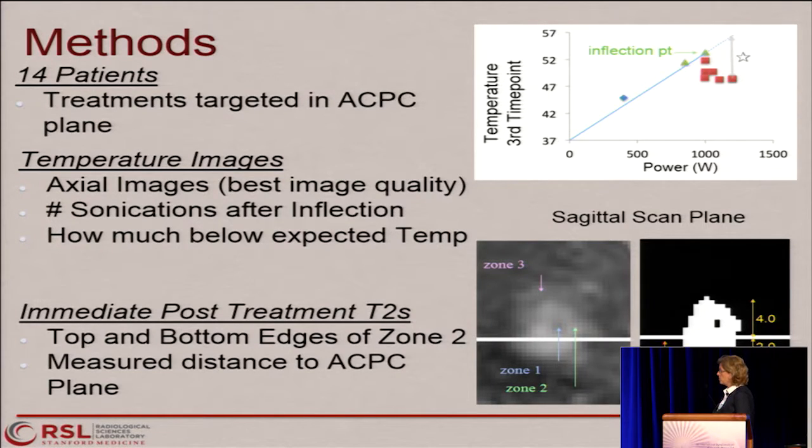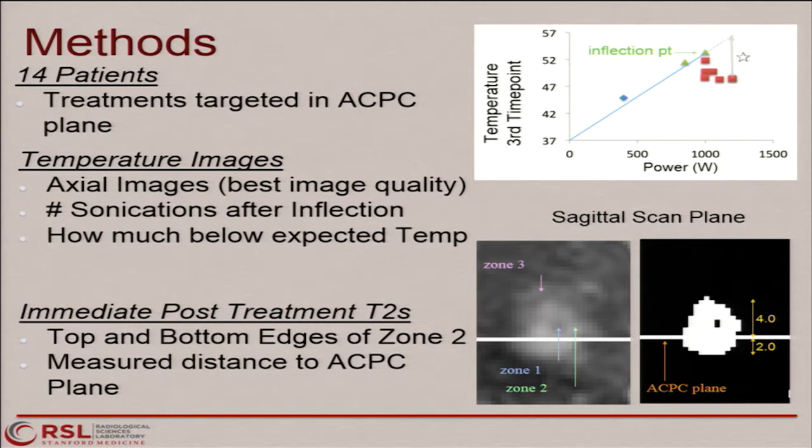On our immediate post-treatment T2s, I took the sagittal scan plane and found zone 2 and segmented zone 2, thresholded so that it was very easy to find the top edge of zone 2 and measure to the ACPC plane, as well as the bottom edge of zone 2 to the ACPC plane.